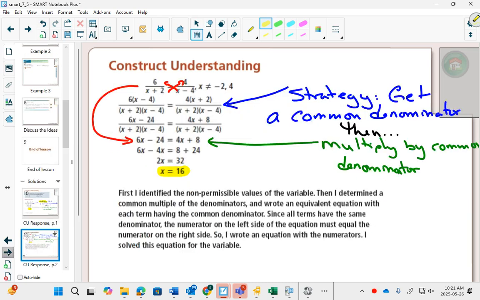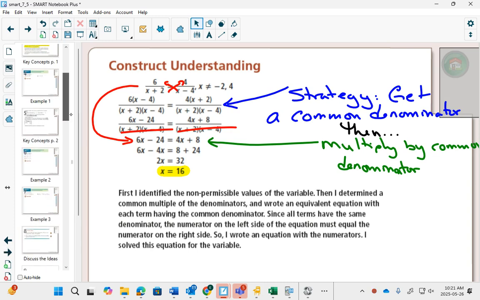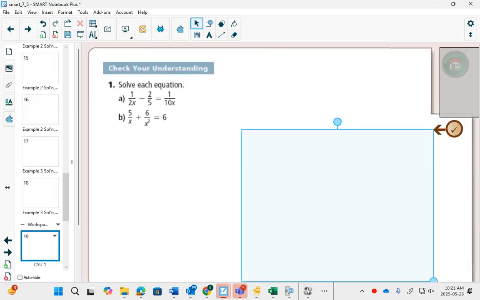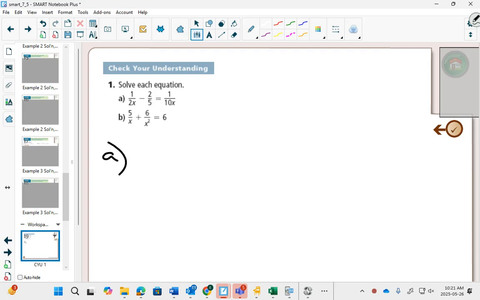We did that with this one too. Strategy: get a common denominator. Then you can multiply both sides by that common denominator, and that would just cancel those out, because multiplying and dividing cancel out. And then it becomes easy to solve. So we're going to use that in our examples here. Here's example 1. We're going to use our strategy.